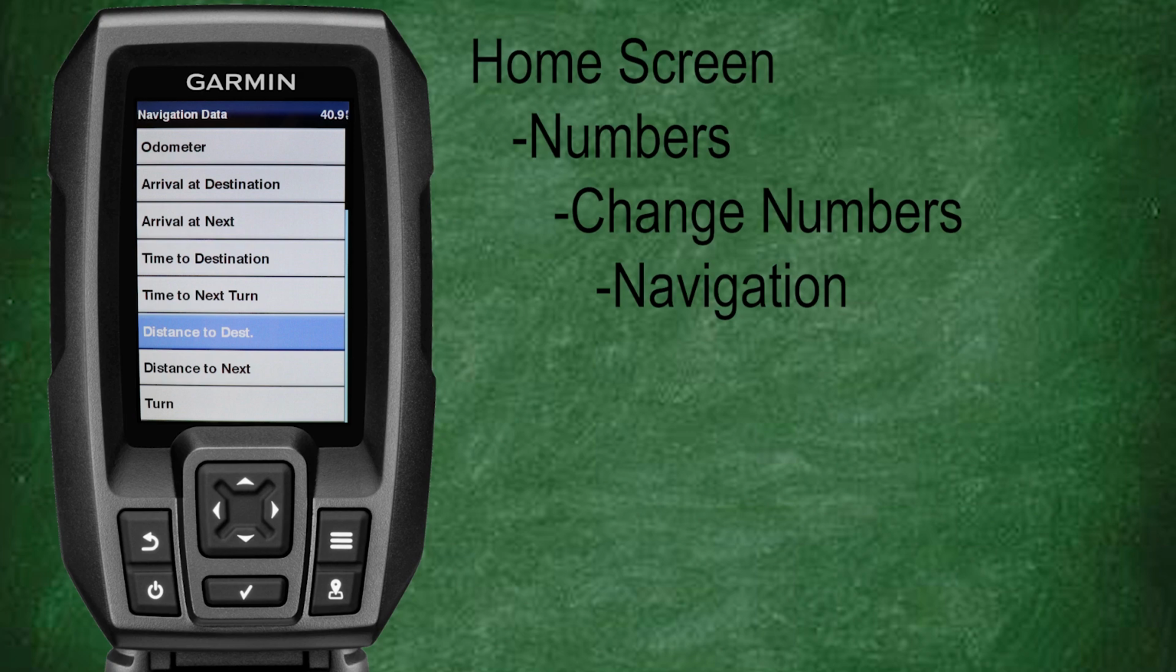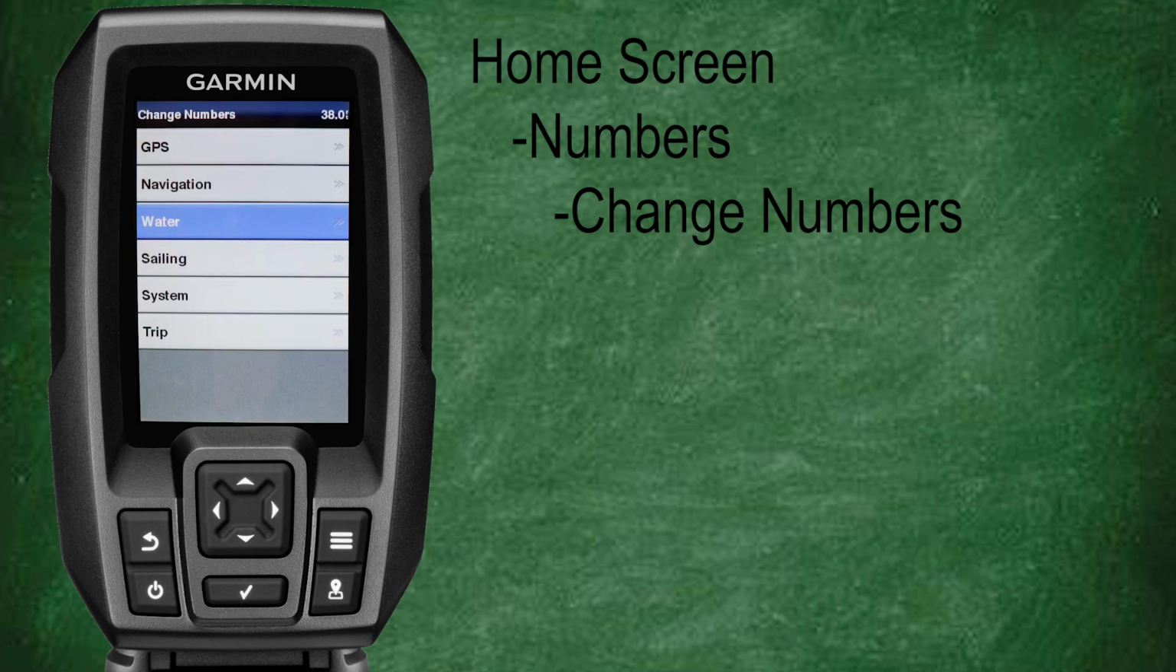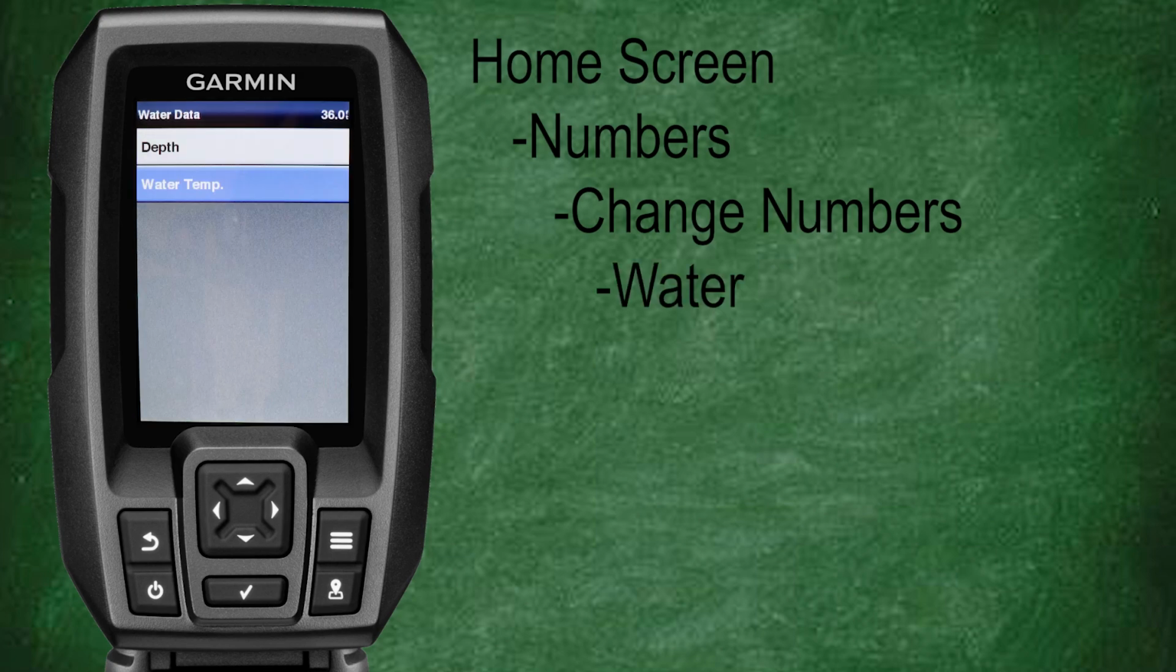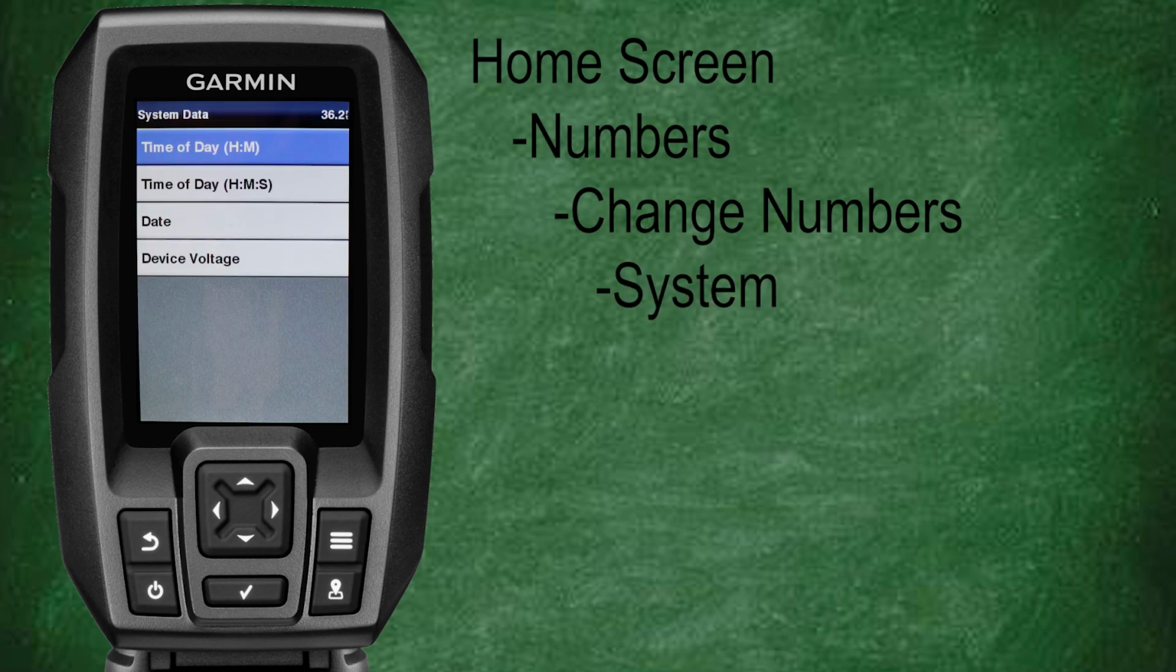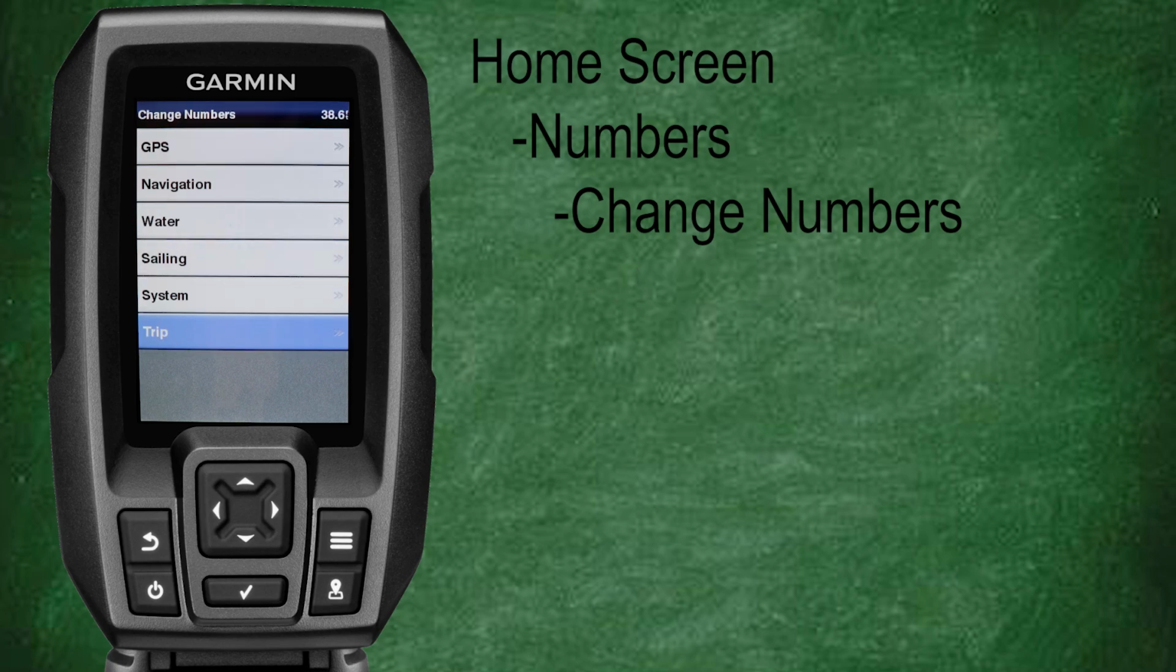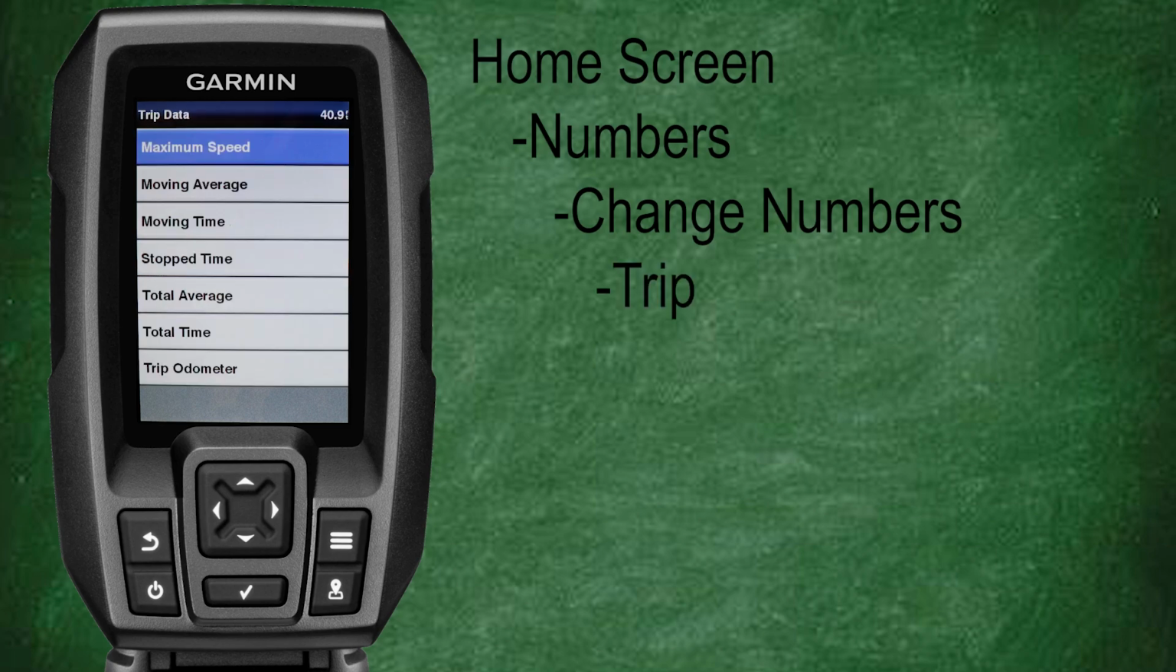Now if you've already watched class number 2, a lot of these should sound somewhat familiar, as many of them were discussed briefly in various navigational settings. Under the water menu, we can select and display depth or water temperature. Under the sailing menu, you can display the estimated sunrise or sunset times. Under the system menu, you can select to display the time of day, date, or device voltage. And under the trip menu, you have the option to display your max speed, moving average, moving time, stop time, total average, total time, and trip odometer.